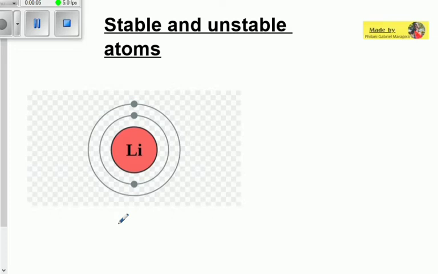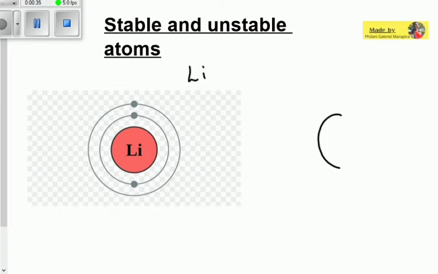Today we're going to be talking about stable and unstable atoms. So how do we notice whether something is a stable or unstable atom? You can see this is an atom of lithium here. You can identify that by just looking at the number of electrons, which is equal to 3. So that's a lithium atom, and it's called an unstable atom. But then we'll see why.